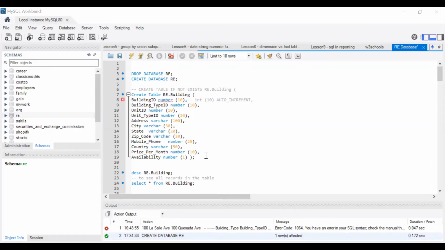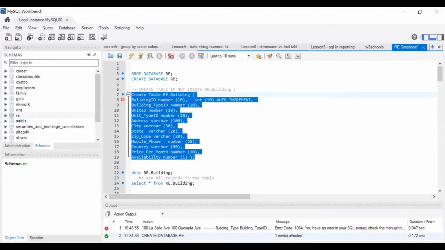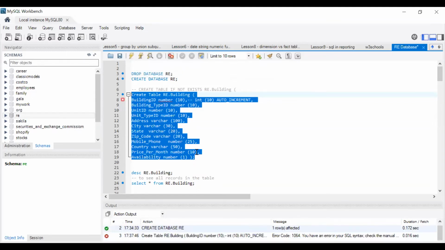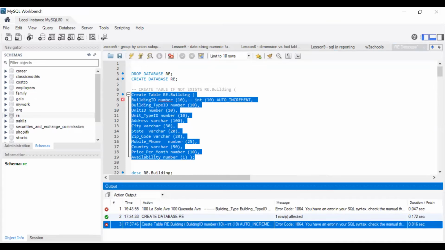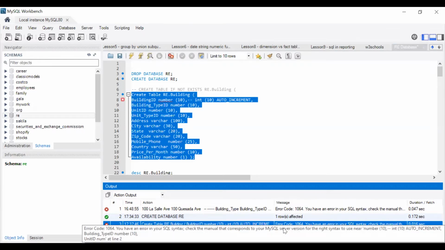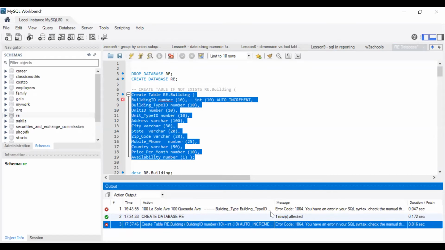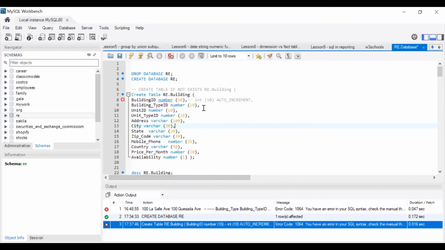So let's try to run it and see if we can create this table. I'm clicking on this execute button, right here. And what do we have? We have an error. Let's read the error. Error at line 2. Let's see where the error is.